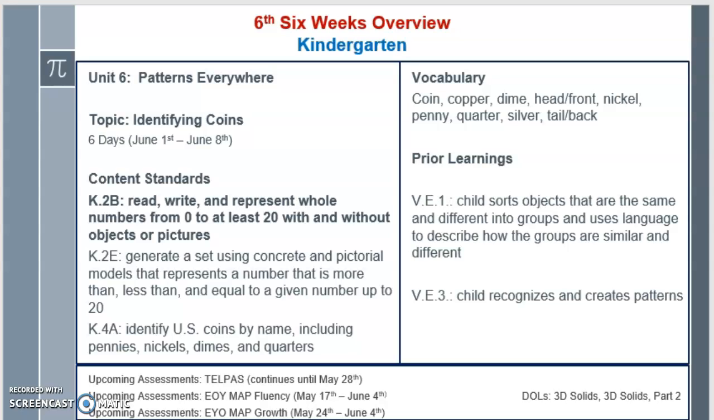The third topic for this unit would be identifying coins. One of the readiness standards for kindergarten is read, write, and represent whole numbers from 0 to 20 with and without objects and pictures. We're going to be using those and talking about them, but identifying those coins with K.4A, identifying them by name. Some vocabulary would be coin, copper, dime, head and front, nickel, penny, quarter, silver, tail and back. In pre-K, though they didn't work with coins, they did sort objects using language, and they recognized patterns and created those patterns, which leads right into coins and money.